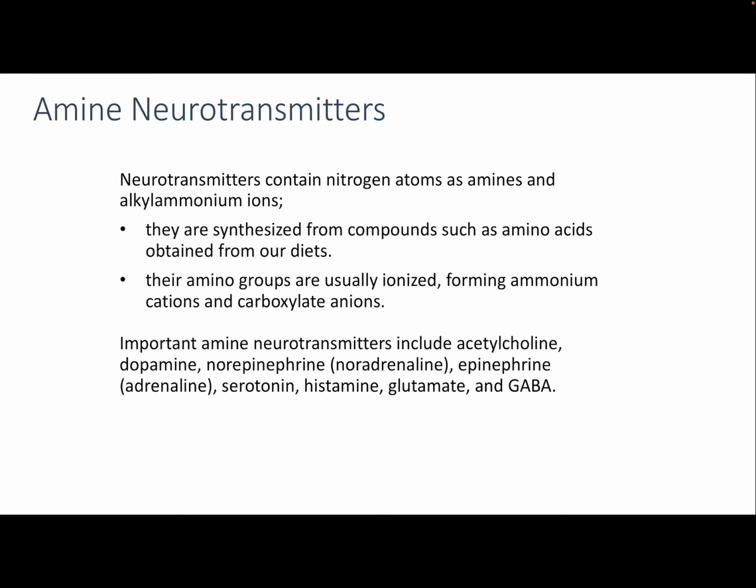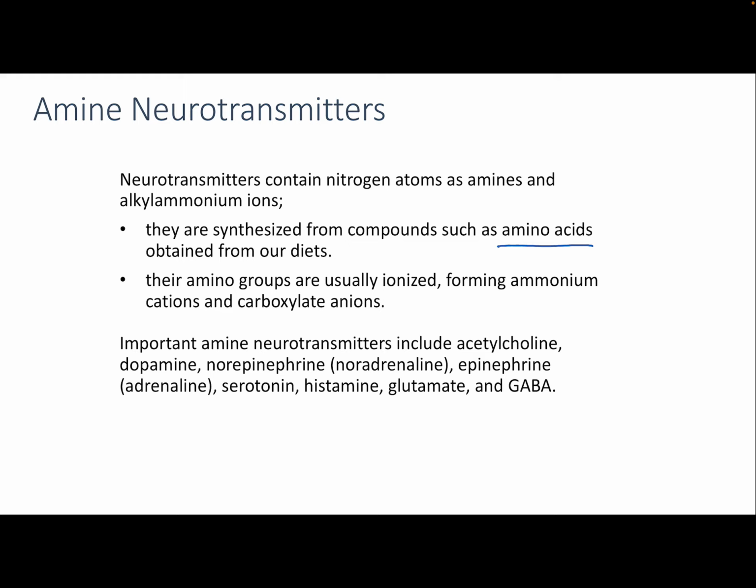Now, amine neurotransmitters contain nitrogen atoms. They often come from compounds that we get in our diets, but they also come from amino acids that we either make or, again, get from our diets. Amino acids are something we haven't looked at yet. Nitrogen containing, definitely, but they are the source of many of these neurotransmitters. And their amino groups are often ionized. So at physiological pH, they're going to have a positive charge on them, and so they'll have ammonium cations.